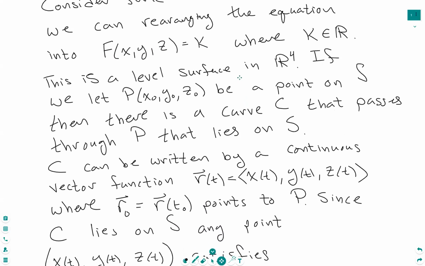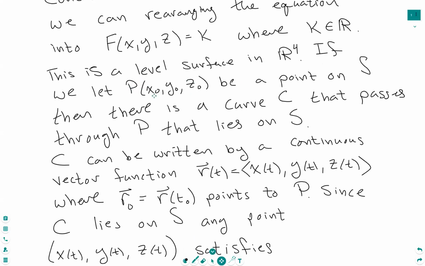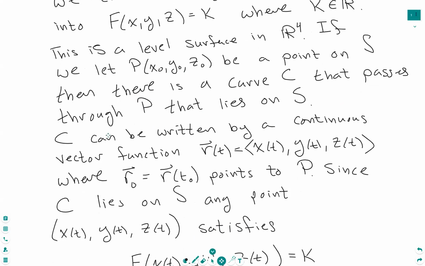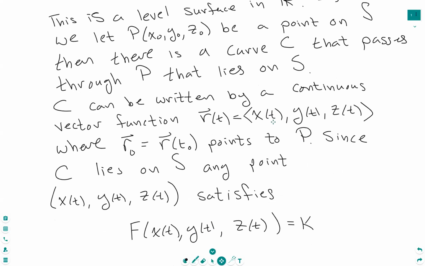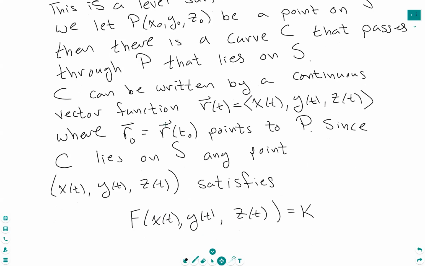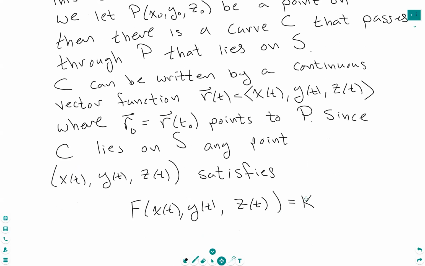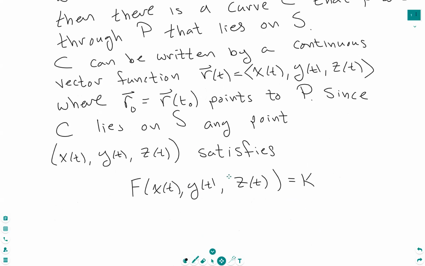So now we're back to R3. We have a point P on our surface, and there's a curve C that's still on S that goes through our point P. Of course, that curve C can be parameterized. We can write it as a function of x, y, and z that are each functions of our parameter t. Because C is on S, it still needs to satisfy the equation in R4 for our level surface. So inputting our parameterization into x, y, and z should still give us this level curve.